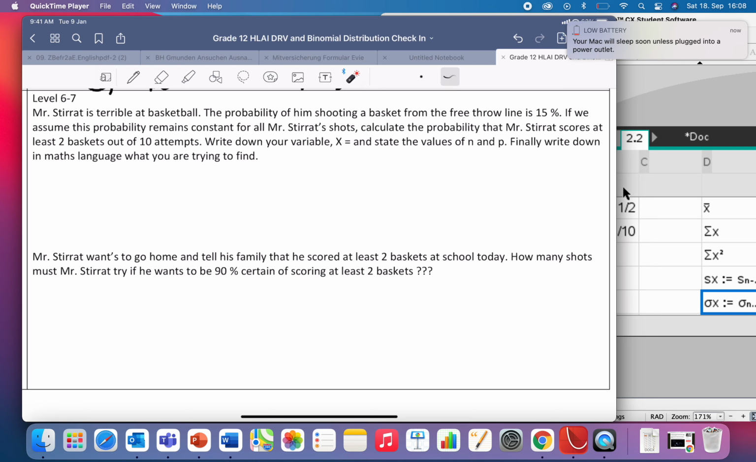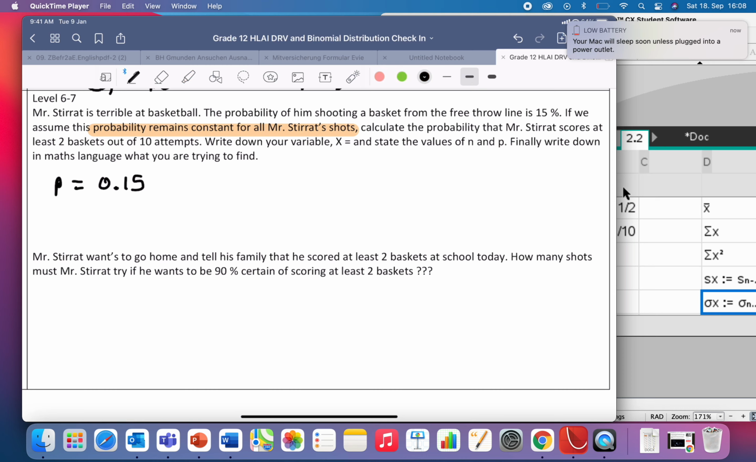So Stuart's terrible at basketball. The probability of him shooting a basket from the free throw line is 15%. So right away we might just want to write P equals 0.15. If we assume this probability remains constant, well, that's kind of important, right? If it remains constant, then this is one of the conditions under which the binomial distribution is valid. So that's a pretty good thing.